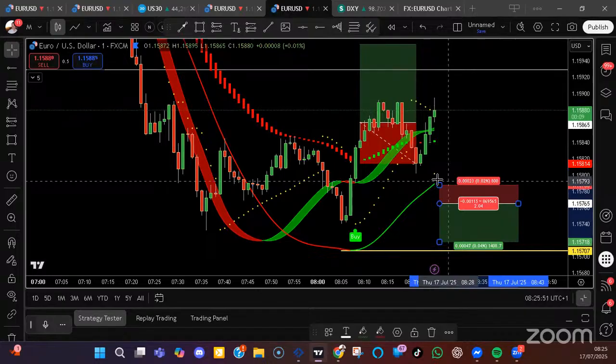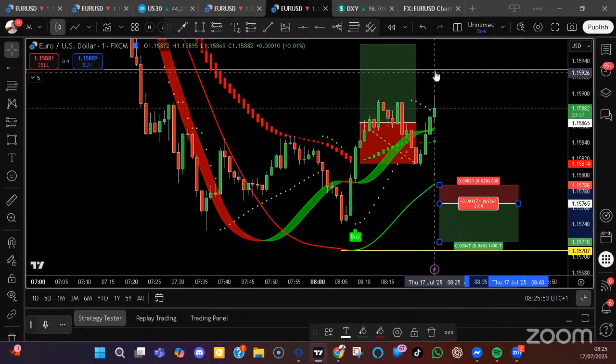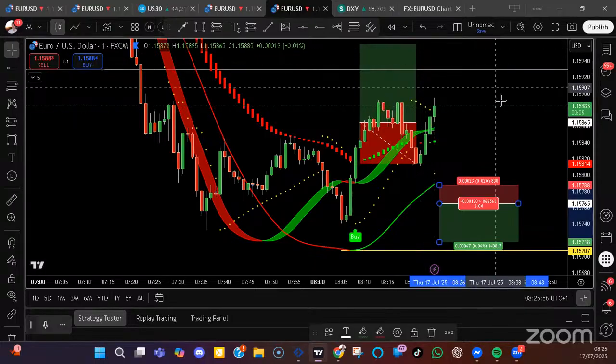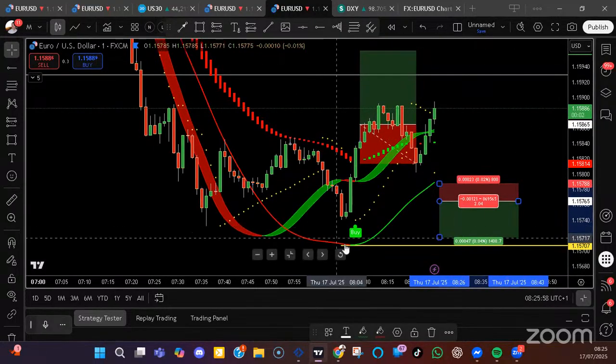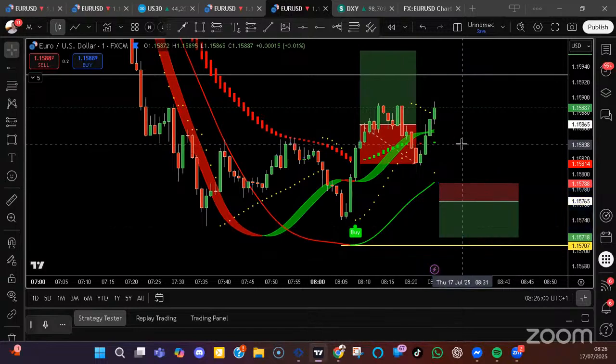And indeed, I wouldn't be surprised if we get to here or even here eventually on this buy alert. But unfortunately, we got a loss for it, but that's fine.